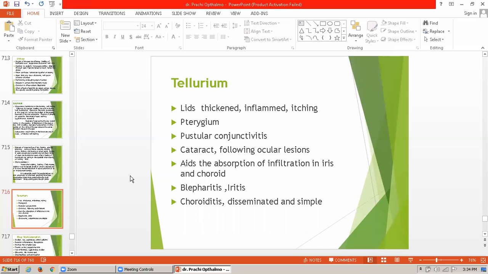Then the next remedy is Gelsemium. It is also important for diseases of the uveal tract, when there is choroiditis, disseminated and simple. In that there are lids thickened, inflamed, itching, pterygium, then pustular conjunctivitis, cataract following ocular lesions, aids the absorption of infiltration in iris and choroid, blepharitis and iritis. So when there is choroiditis, disseminated and simple, then it can be useful.